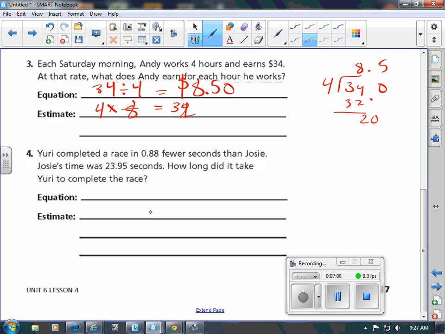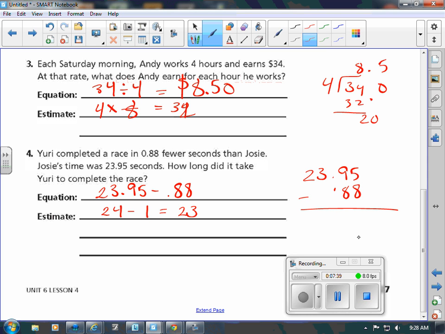Yuri competed at a race with 88 hundredths fewer seconds than Josie's time. Josie's time was 23 and 95 hundredths. How long did it take Yuri? So it's a subtraction problem. 23 and 95 hundredths minus 88 hundredths. Okay, if I was estimating, I might bump this up to 24 minus 1. I would get 23. Okay, so I'm going to end up somewhere in the 23s. I want you guys to pause the video again. I'll set the problem up out here to the side and work the subtraction problem out.